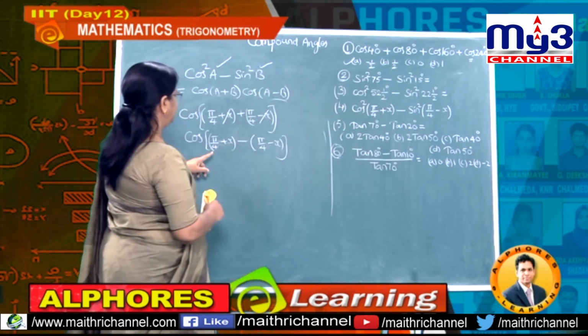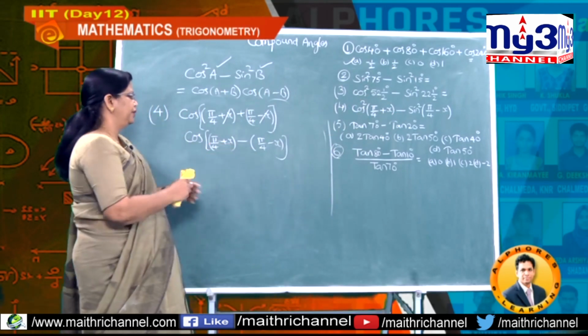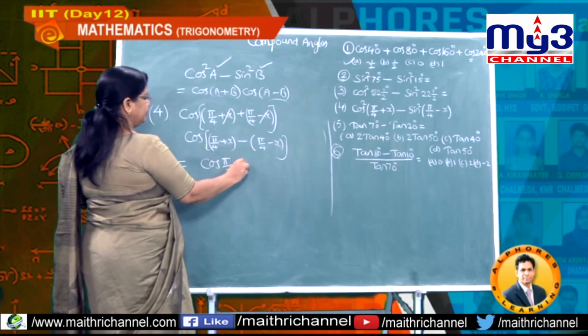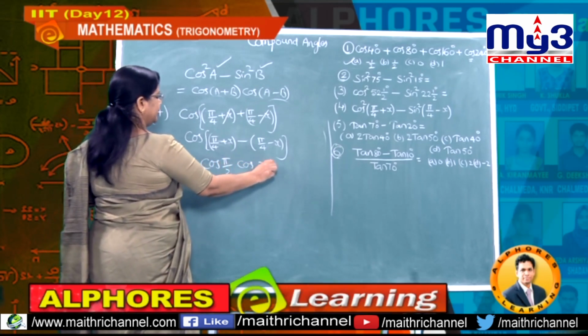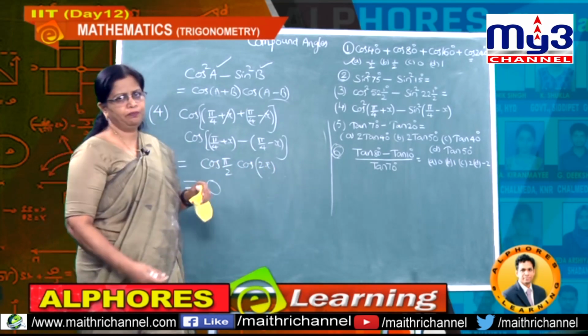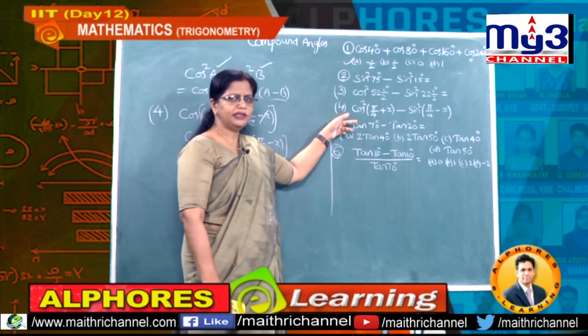Now if you do this simplification, what is the value? This is cos pi by 2 and into it is cos 2x, right? And therefore the answer completely, how much? 0. Therefore, this problem's answer is 0.